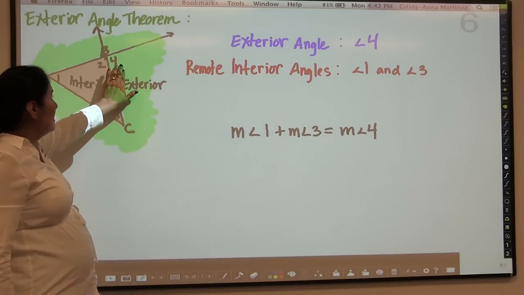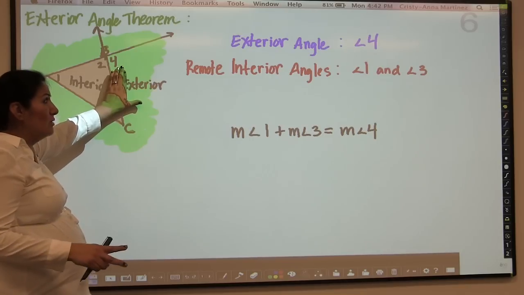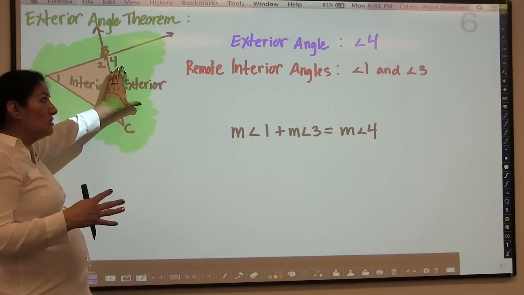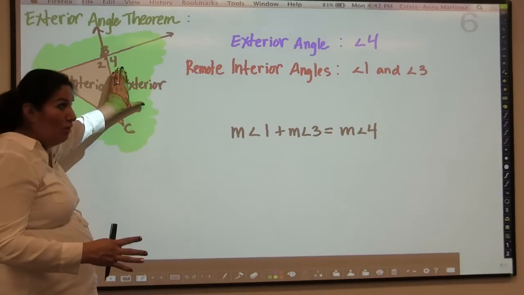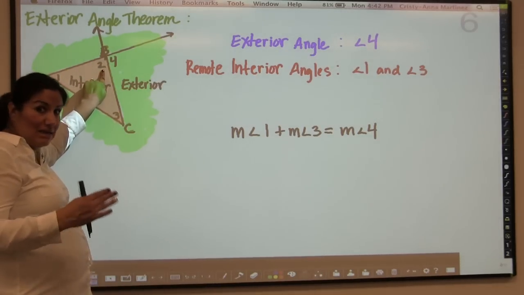So if this is our exterior angle, then the remote interior angles are the two angles that are not close to angle 4, that they're not next to angle 4. So angle 2 automatically does not qualify because angle 2 is right next to angle 4.